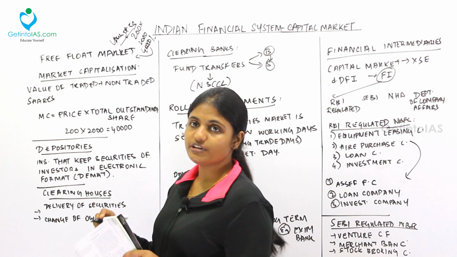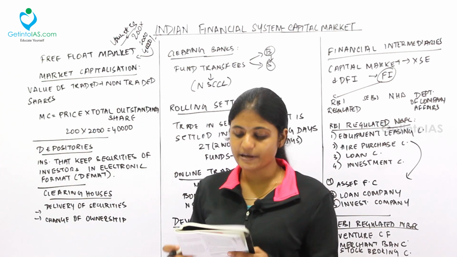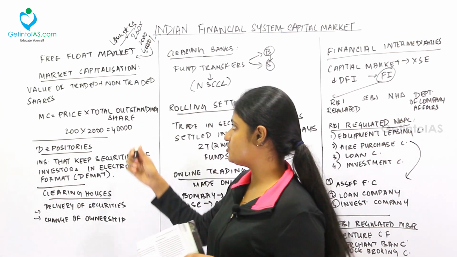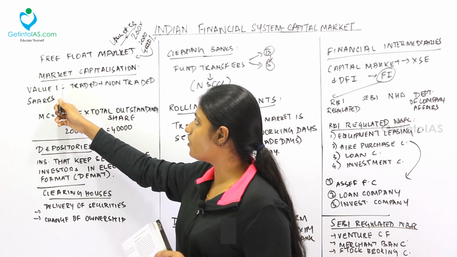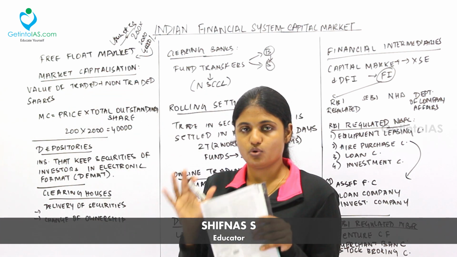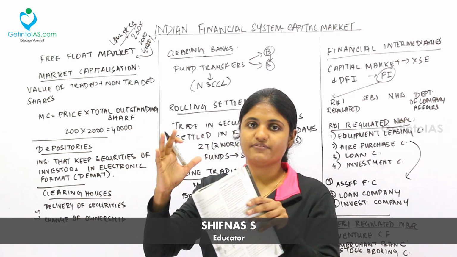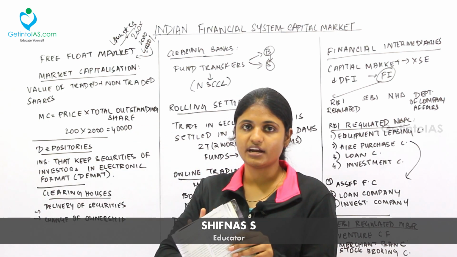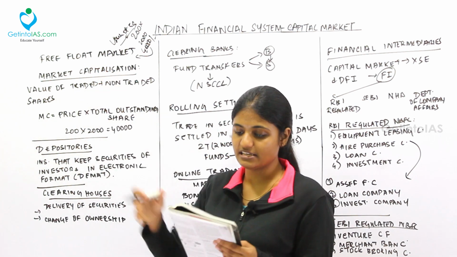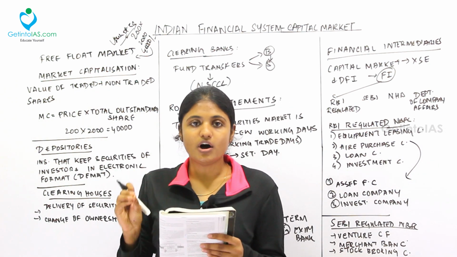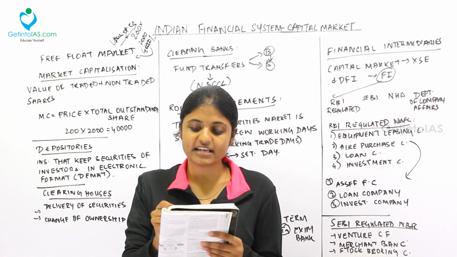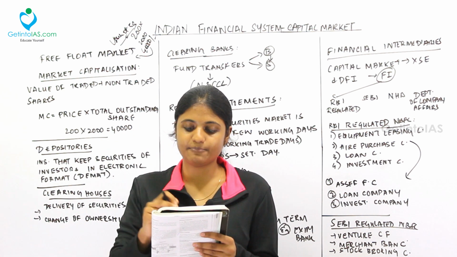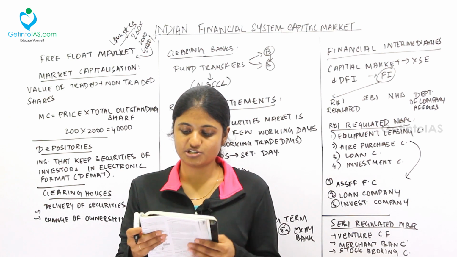Fine. Now moving to market capitalization. What is called as market capitalization? The value of traded plus non-traded shares is called market capitalization. Normally all the shares, whether traded or non-traded, that is called market capitalization. See, the value of all, both traded and non-traded. Non-traded shares are the shares that are kept for a very long time. It's called market capitalization.